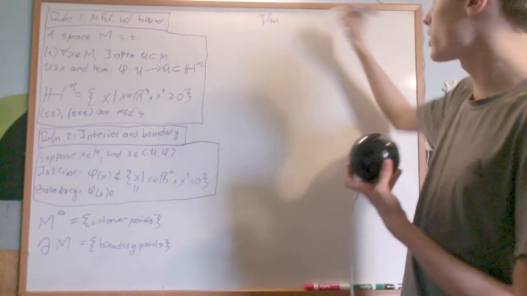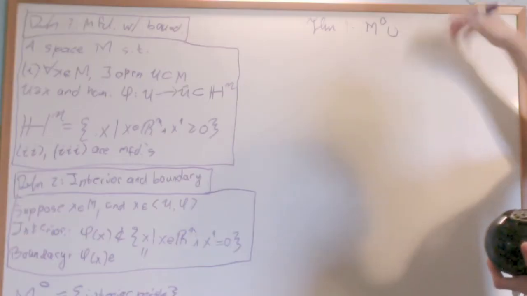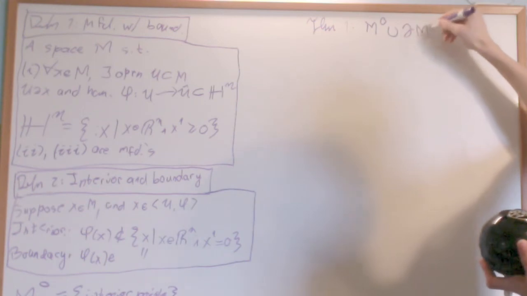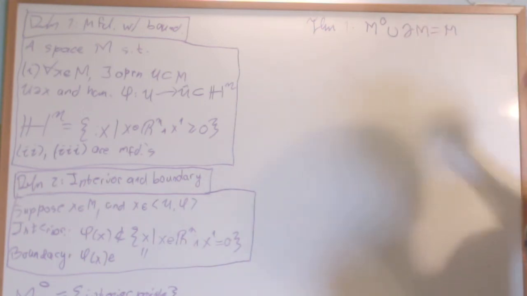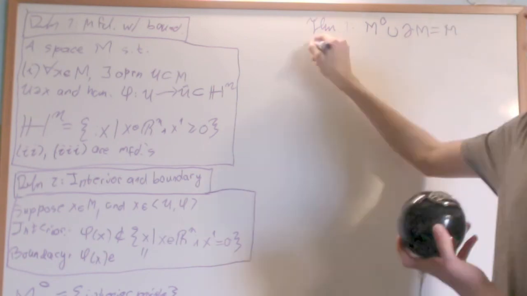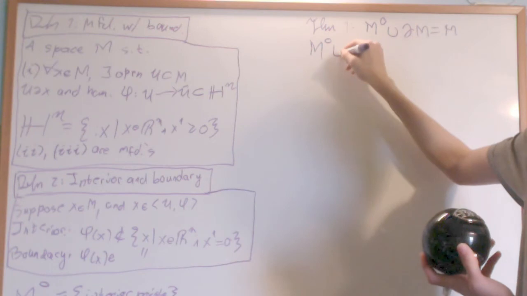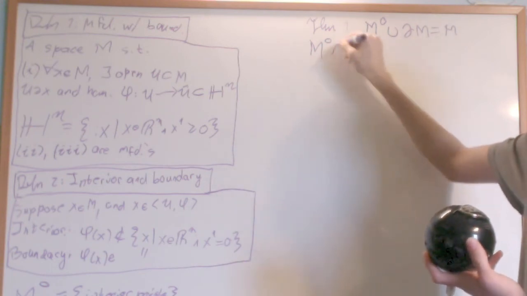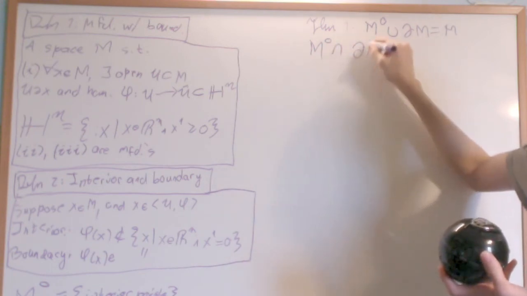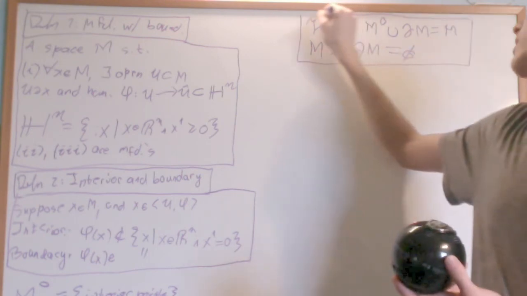Okay, so really quickly, what I have to tell you is that the interior of M union the boundary of M is equal to M. Okay, that's not too surprising. But the important part is that the interior of M intersect the boundary of M is the empty set. I'll leave that to you to prove.